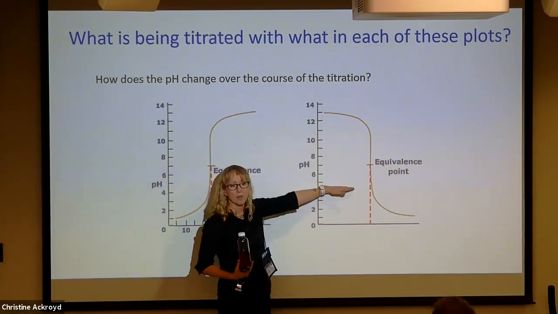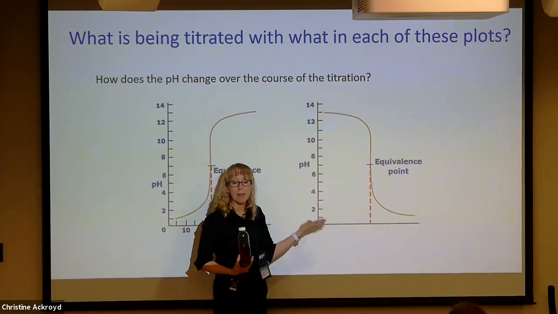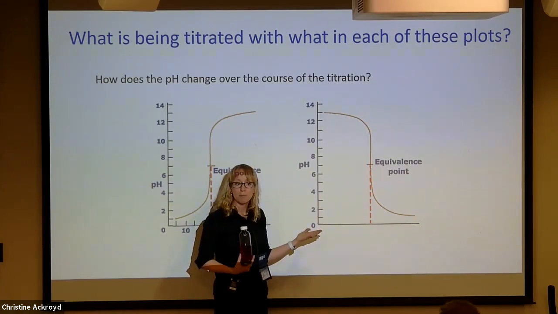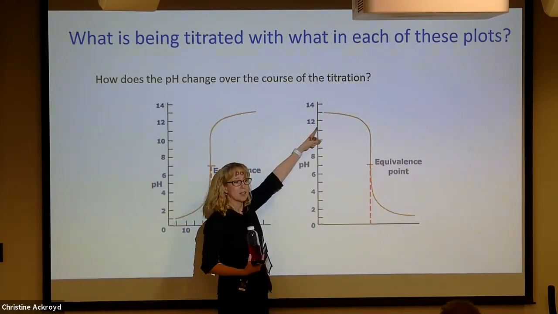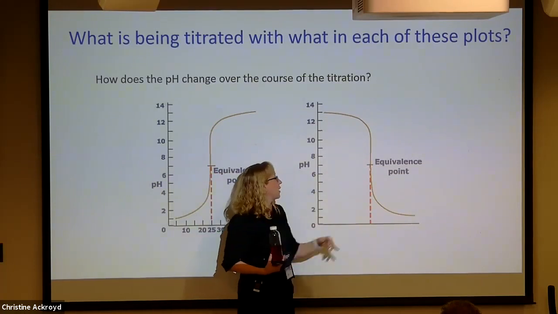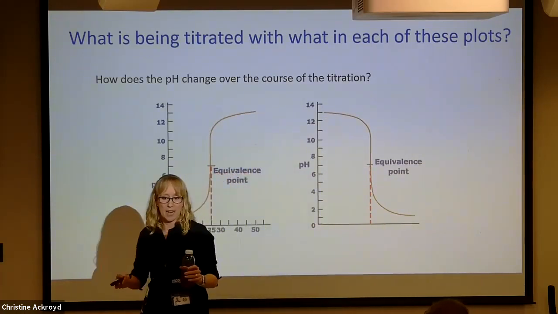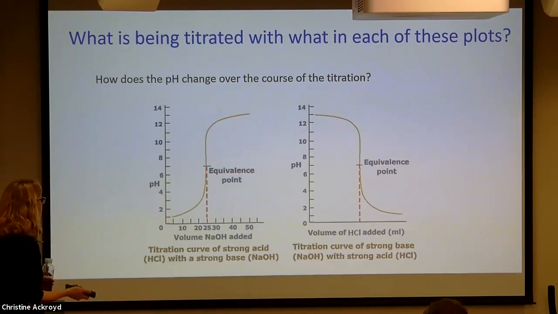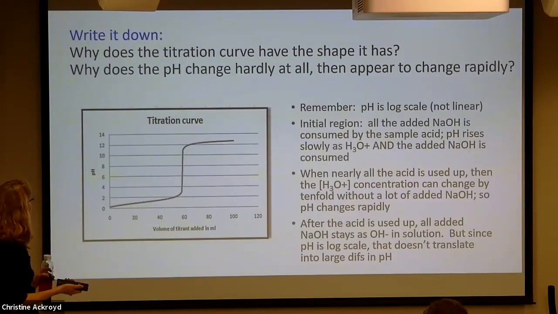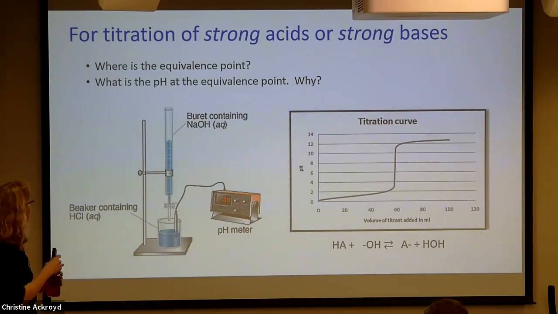Okay, this one, what's our sample? The base. How do we know? We start at high pH. And then as we titrate to the equivalence point, we must be titrating with an acid, probably hydrochloric. Okay. We're going to skip that one, come back to it.